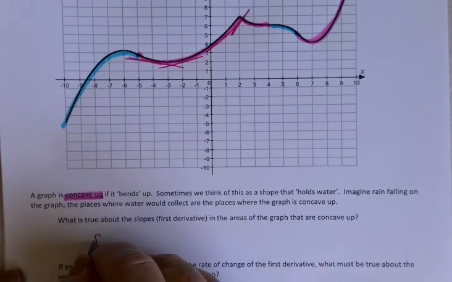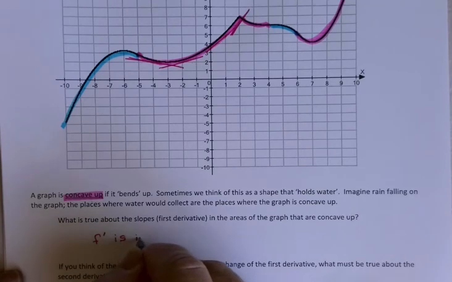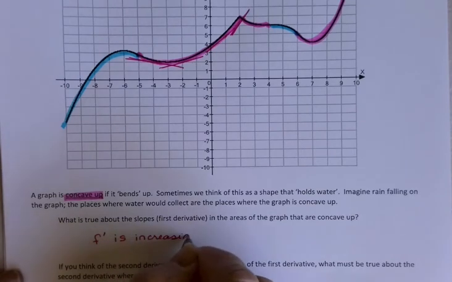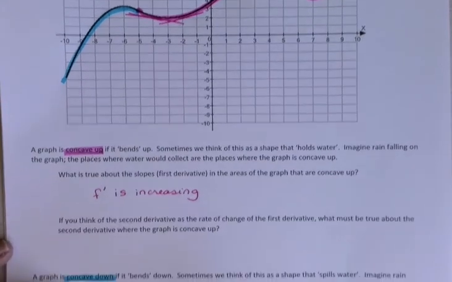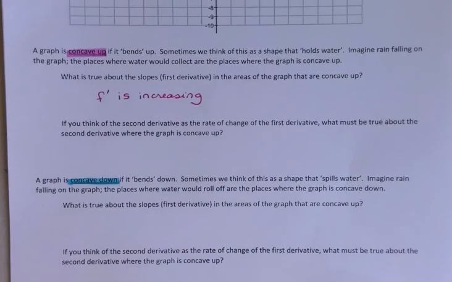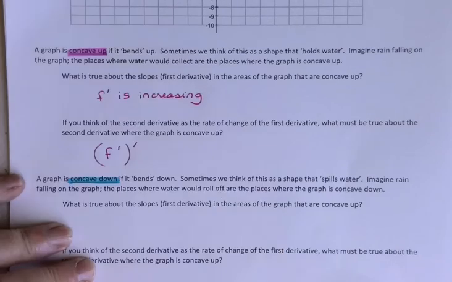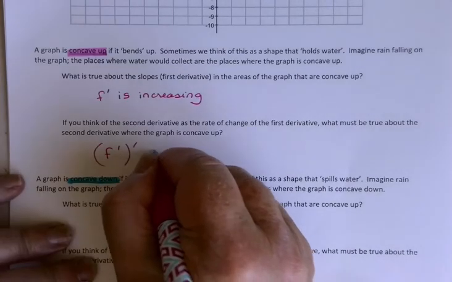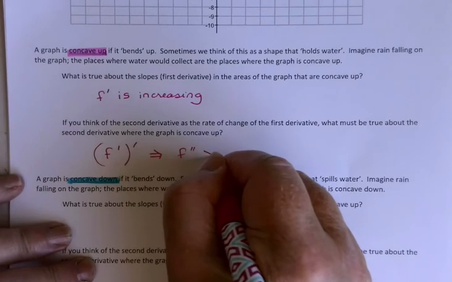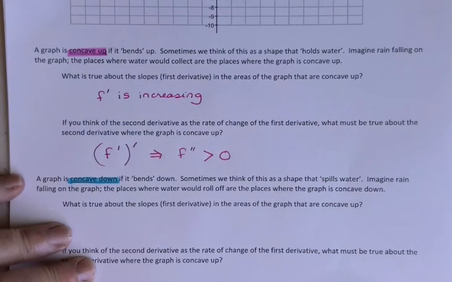So the first derivative is increasing in these areas. Well, as we just saw in the last video, if something is increasing, then its derivative is positive. So the derivative of the first derivative, or in other words, the second derivative, is positive. So a second derivative being positive indicates an area of the graph that's concave up.